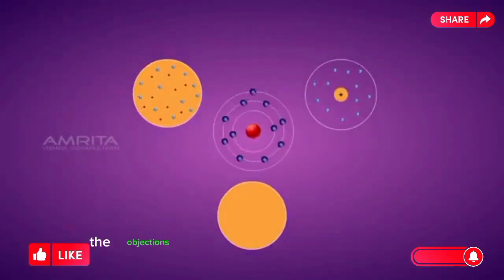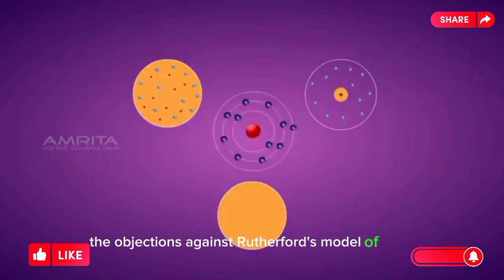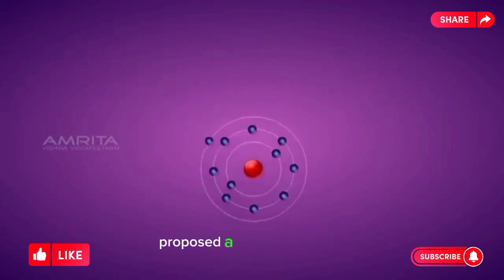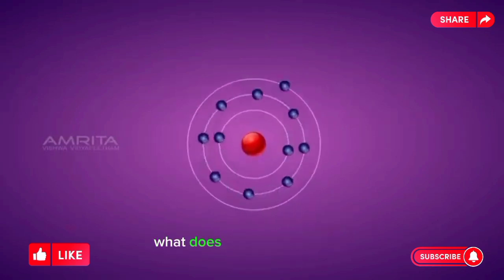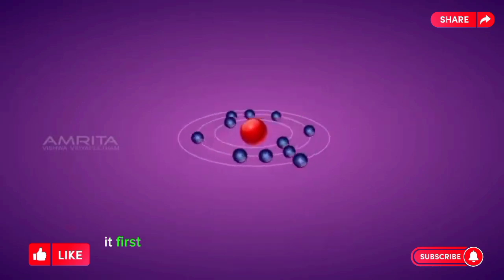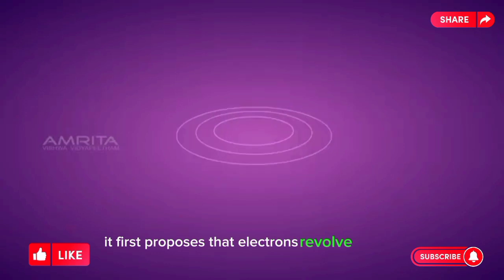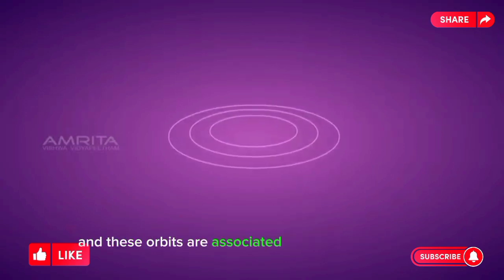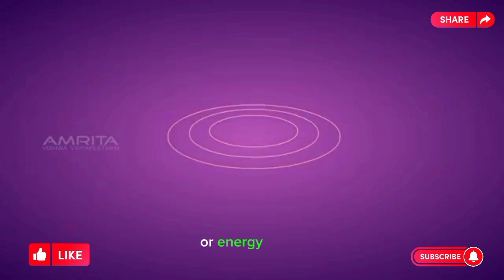To overcome the objections against Rutherford's model of atom, Niels Bohr in 1913 proposed a new atom model. What does this model propose? It first proposes that electrons revolve around the nucleus in specific orbits, and these orbits are associated with definite energies and are called shells or energy levels.